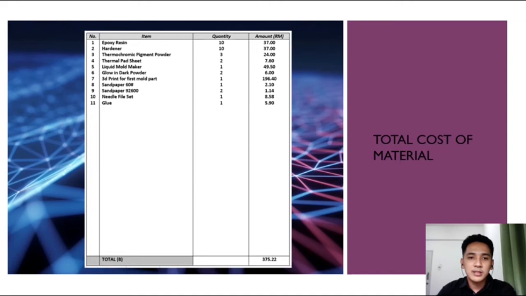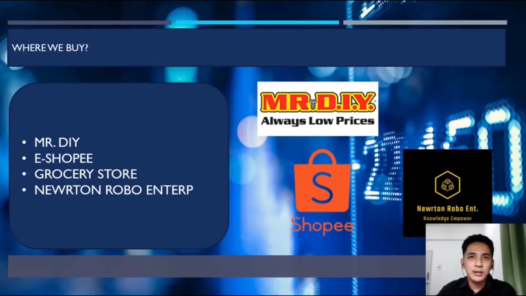The most expensive material is the 3D print for the first mold part, at RM196.40. Where we bought the materials: firstly from Mr. DIY, and then online from Shopee, a grocery store, and Newton Robot Interior. Newton Robot Interior is a manufacturer from Padang Balang in Malacca, where we bought the 3D print to create our prototype mobile phone cooling case.